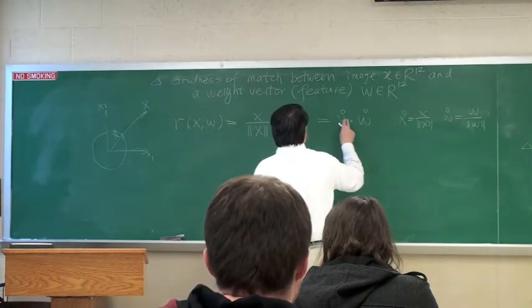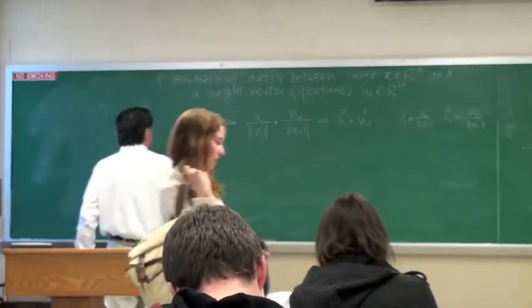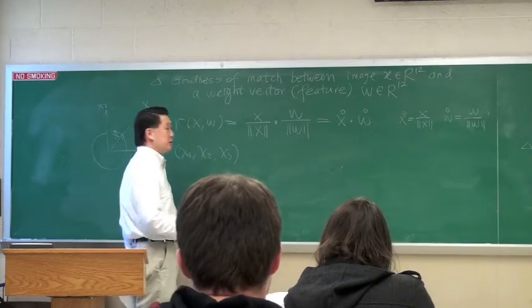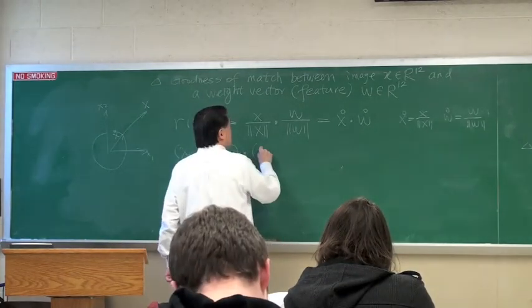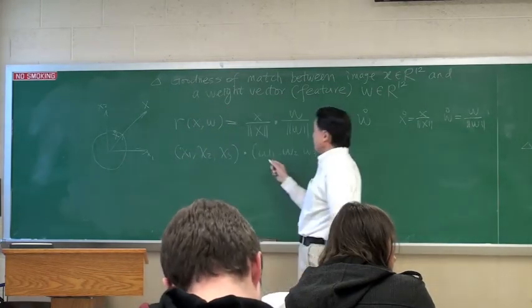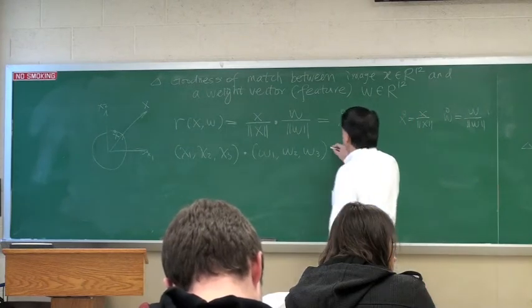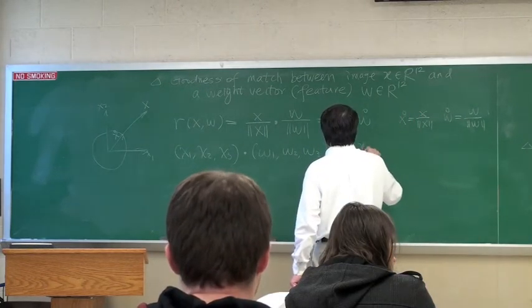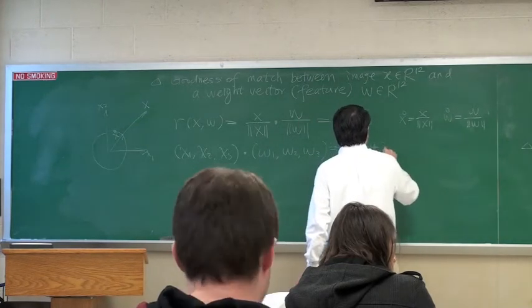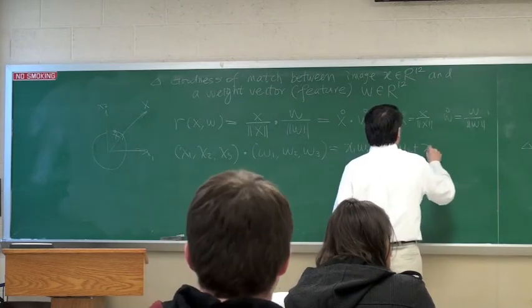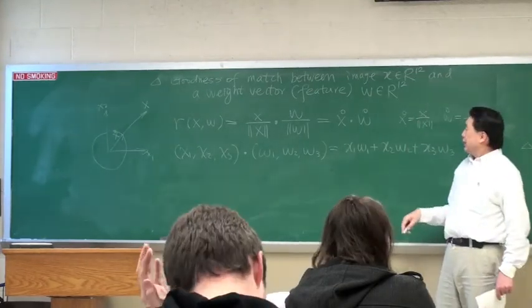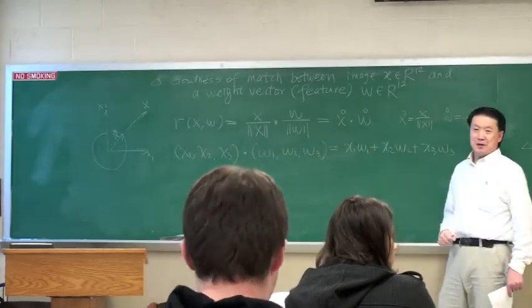Then what do we do with the inner product? Say we have a 3-dimensional vector x, and the inner product with W1, W2, W3. What's the inner product? Some of you probably have not learned it; it's learned in linear algebra. It's x1 multiplied by w1 plus x2 w2 plus x3 w3. It's the product and sum, basically.